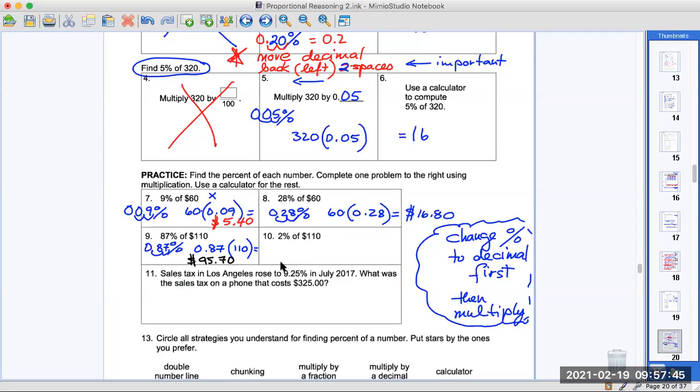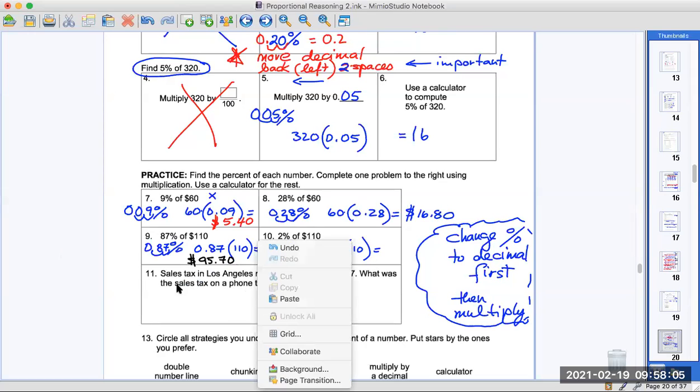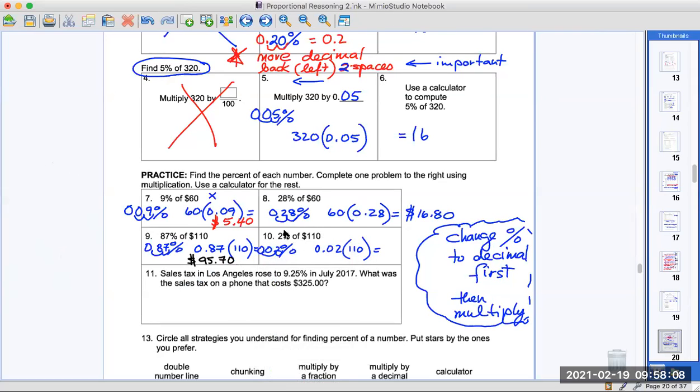All right. Next, 2%. Oops, that's a good one because most students want to write 20, but it's 0.02 because you're moving twice. You got 0.02 times 110. And when you do that, you get $2.20, very little. It's just a little, it's twice 1%. So remember, 1% you can find by dividing by 100. Then multiply that answer by 2. That's another way.